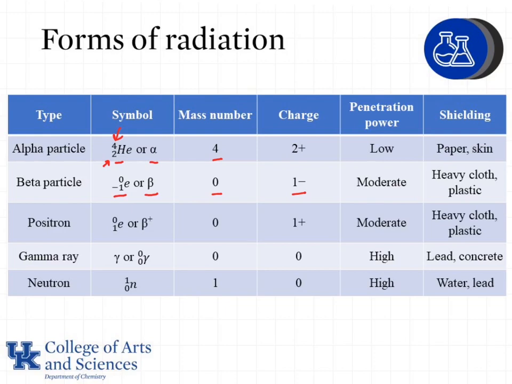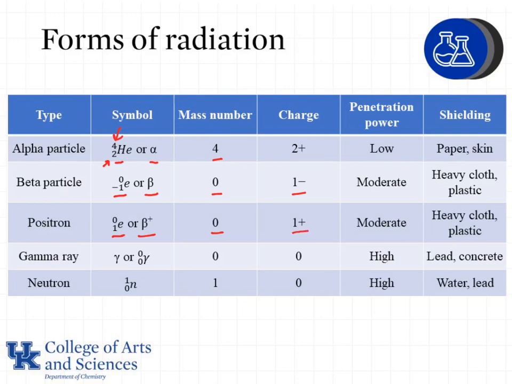A positron is like a positively charged electron. We use the symbol 0, 1 e, or a beta with a plus sign. Notice that there is no negative sign included because this has a positive charge. So our mass number is 0 and our charge is plus 1.